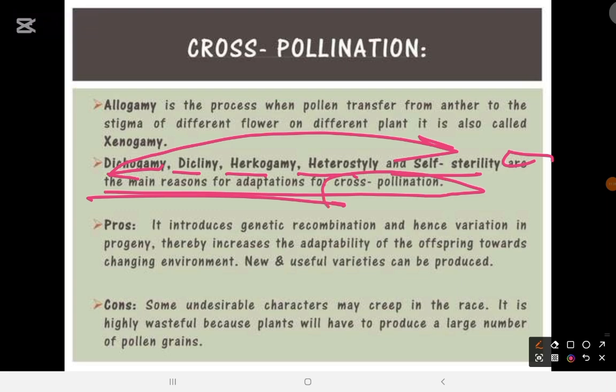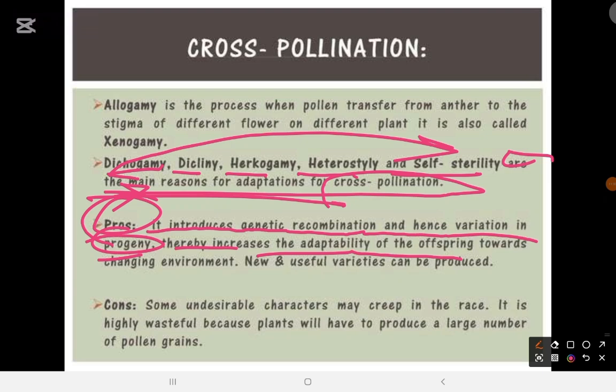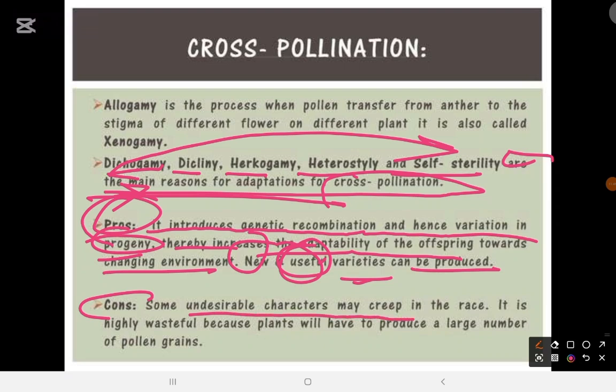Then we have the pros. One of the pros is that it introduces genetic recombination and hence variation. So there's variation in the progeny. It means that the progeny, or the baby, will not look exactly like the parent, and thereby it increases the adaptability of the offspring towards a changing environment. Another thing is that new and environmentally useful varieties can be produced. But one of the problems with it is that some undesirable characters may also come in, all right?